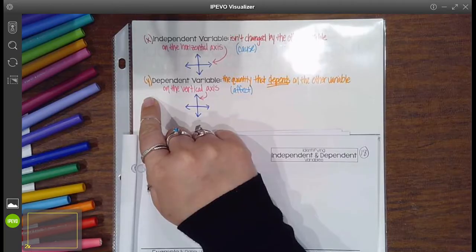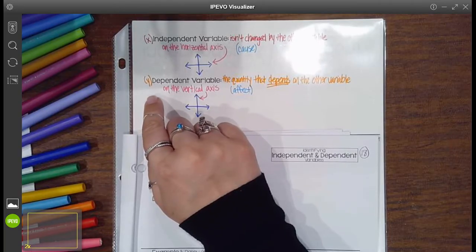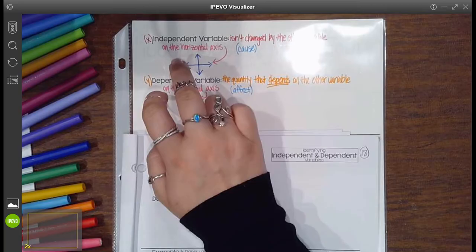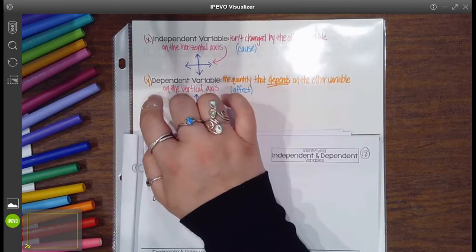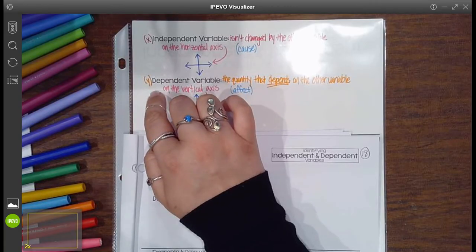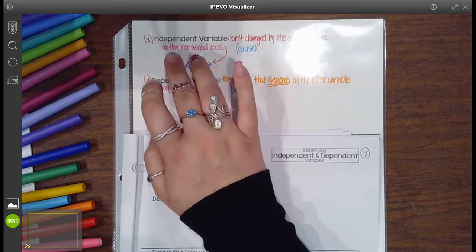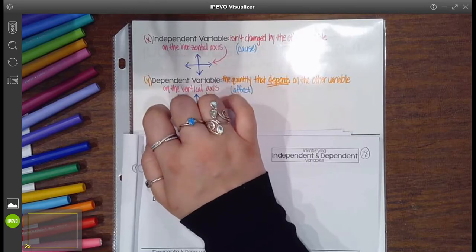Why did you make so much money? Well, because I made a lot of money depending upon how much I sold. So how much money I make depends on how much I sell, right? And so if you can ask yourself, like, why did I do well on the test? Well, how well you do depends upon how much you studied.